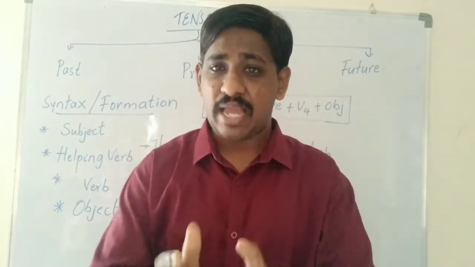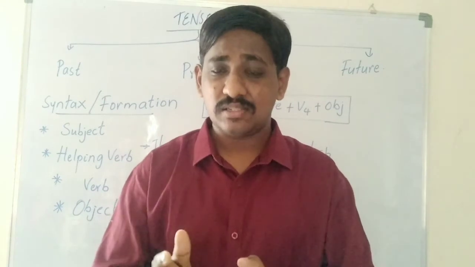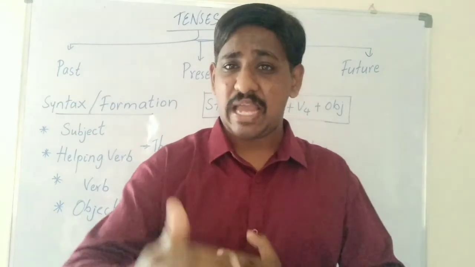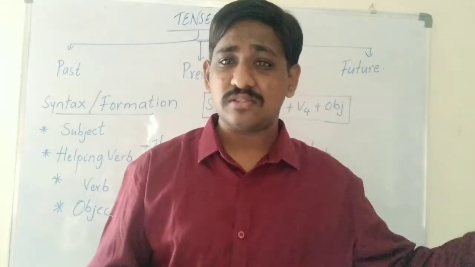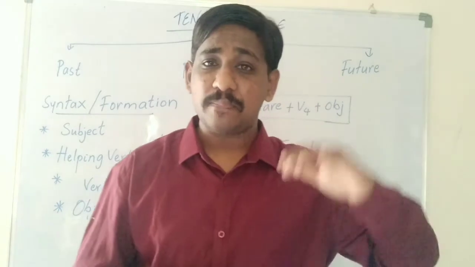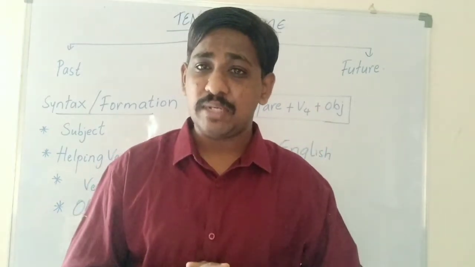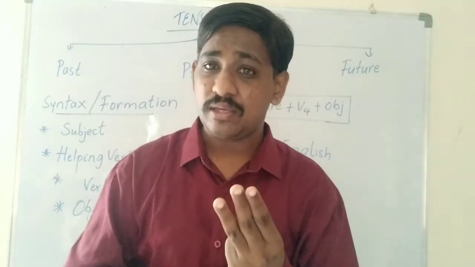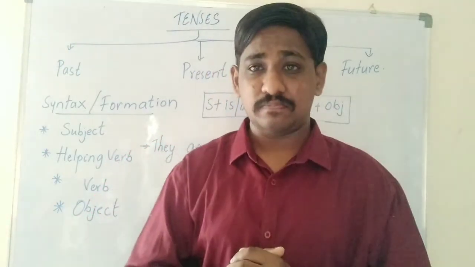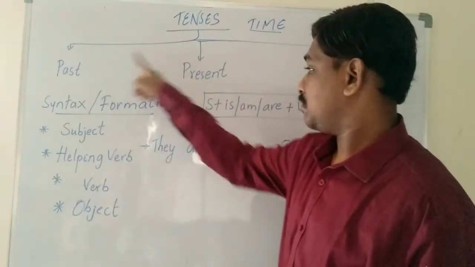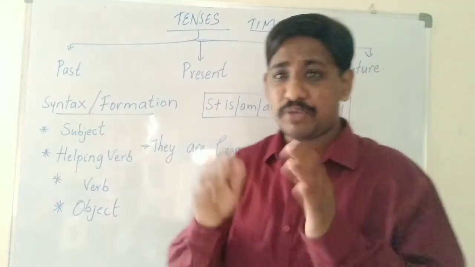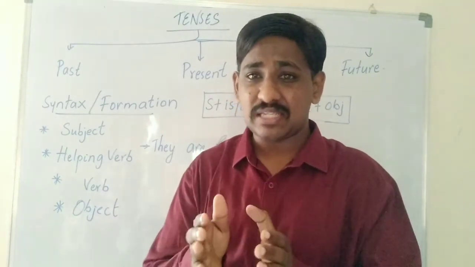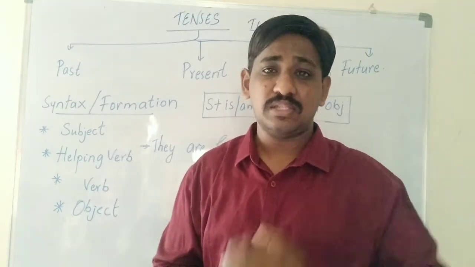Something happening now. She dances, or she is dancing in the program. Something that is taking place now. She will dance tomorrow, something that will happen in future. So time can be divided into past, what has happened, present, what is happening, and future, what will happen. Past, present, and future.